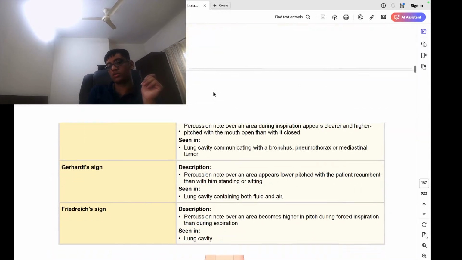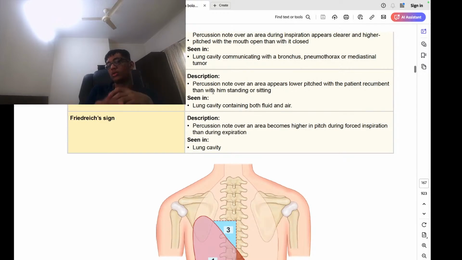Wintrich's sign is when the percussion note over the area during inspiration appears clearer and higher pitched with the mouth open than when it is closed. Seen in a lung cavity communicating with the bronchus, and also in pneumothorax.